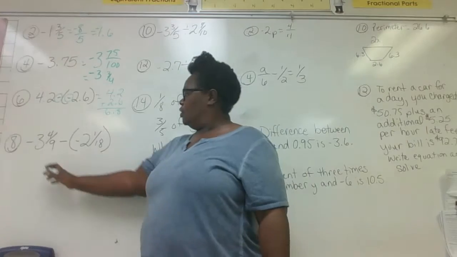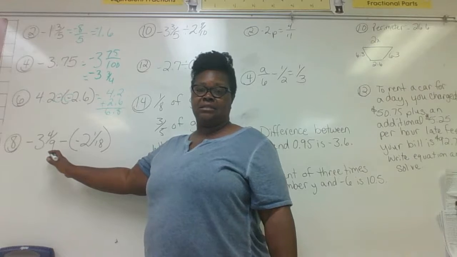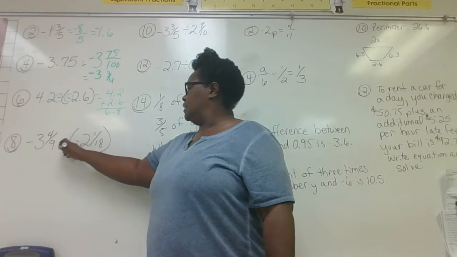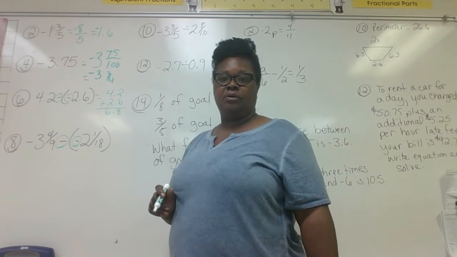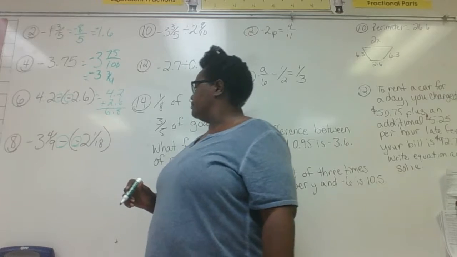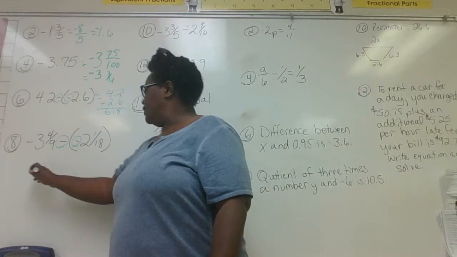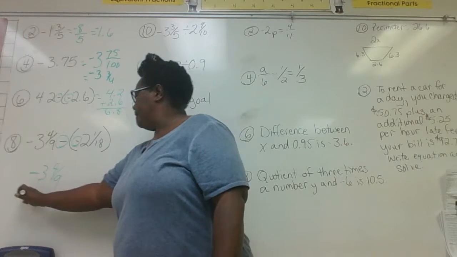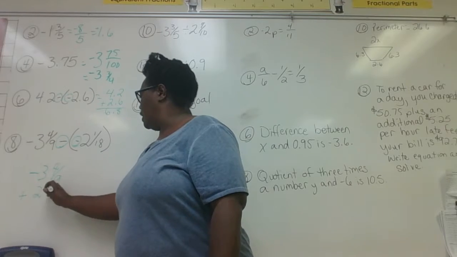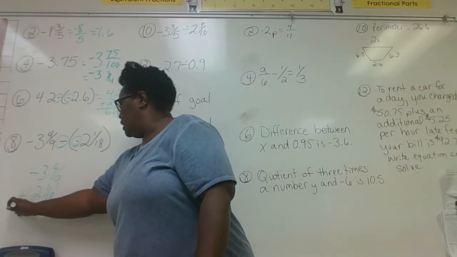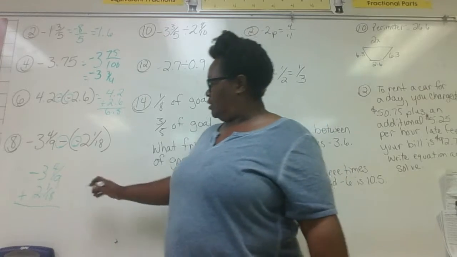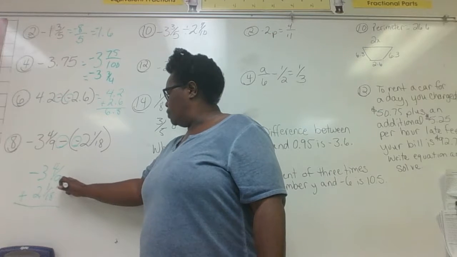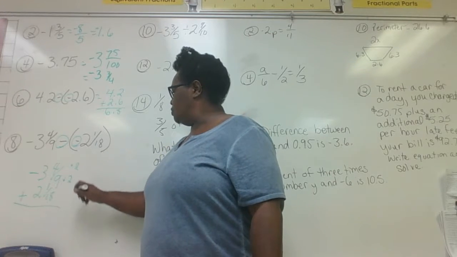On number 8, we have negative 3 and 4/9 minus a negative 2 and 1/18. Once again, we have a double negative. So then let's rewrite it so that we have a negative 3 4/9 plus 2 1/18. As you know, we must convert our denominators so that they are the same. In this case, we would multiply this by 2, this by 2.